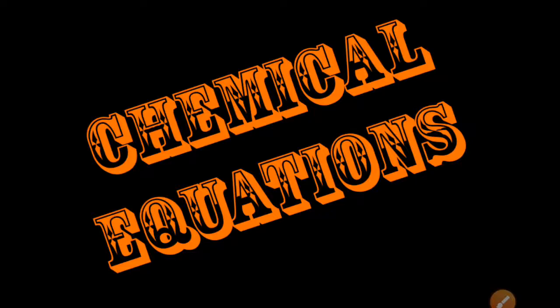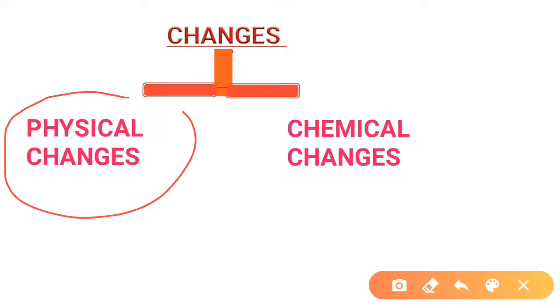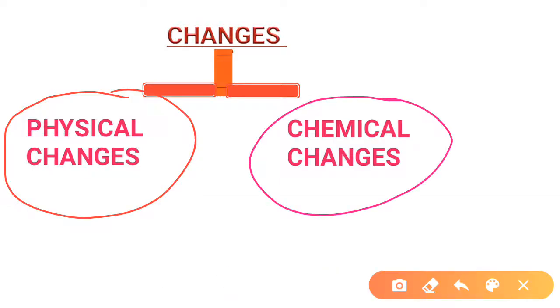So, actually, now we are in chemical equations. Right in that, we are seeing part 2. The changes are of two types. The first one is physical changes, and the second one is chemical changes.